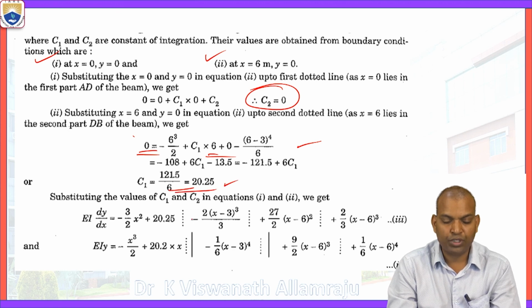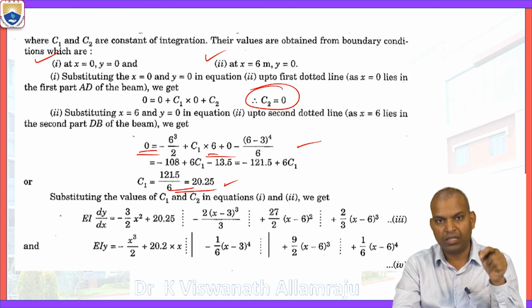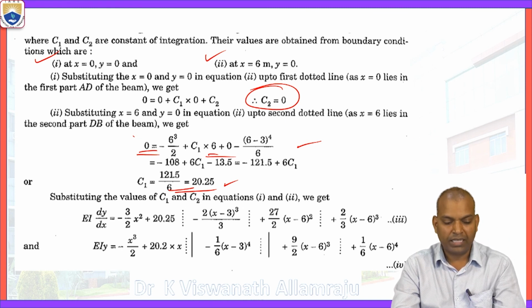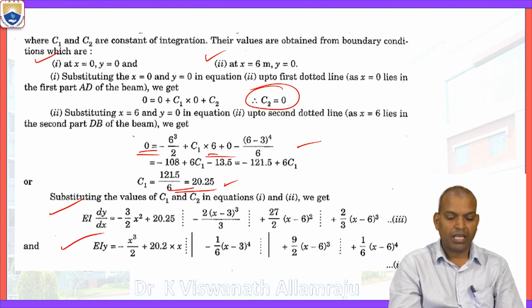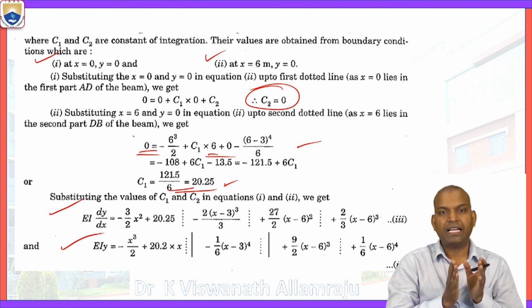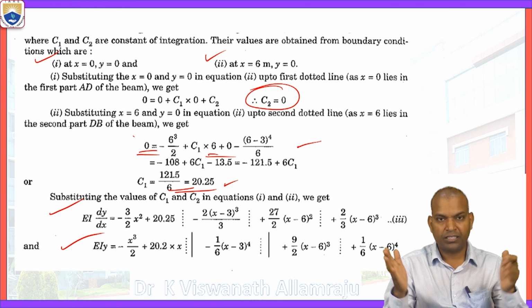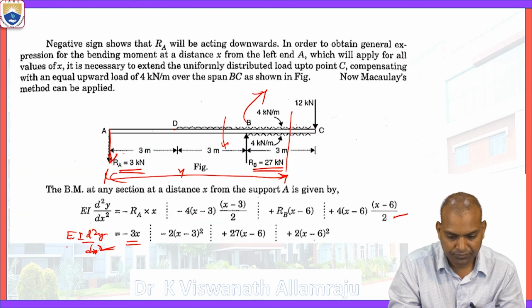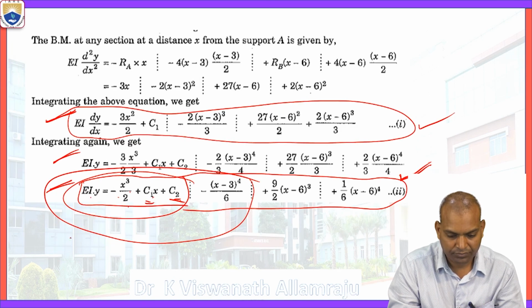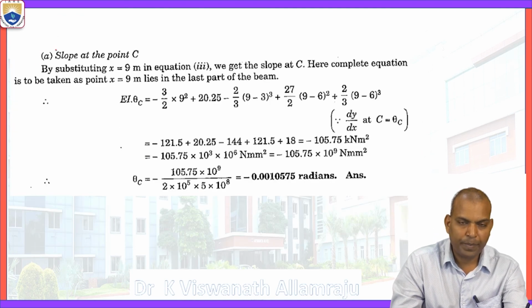Now C1 value is 20.2425, C2 value is 0. Substitute this C1 and C2 in equation 2 and equation 1. We will get the final slope and deflection equations. Now, if we substitute an x value less than 6 meters, we have to consider the first portion. After the 6 meters, you have to consider the further portions, toward the length up to D.